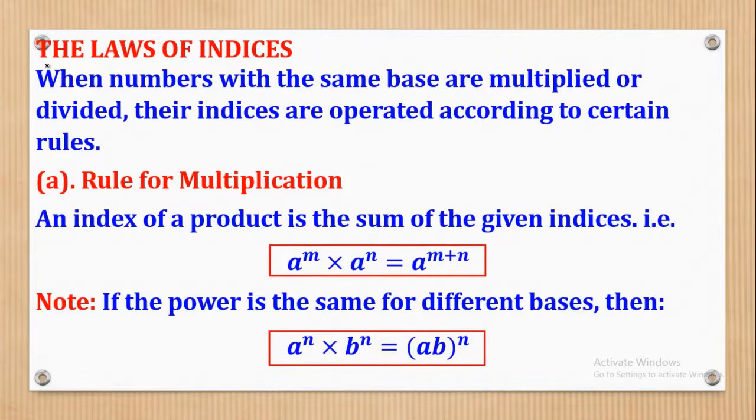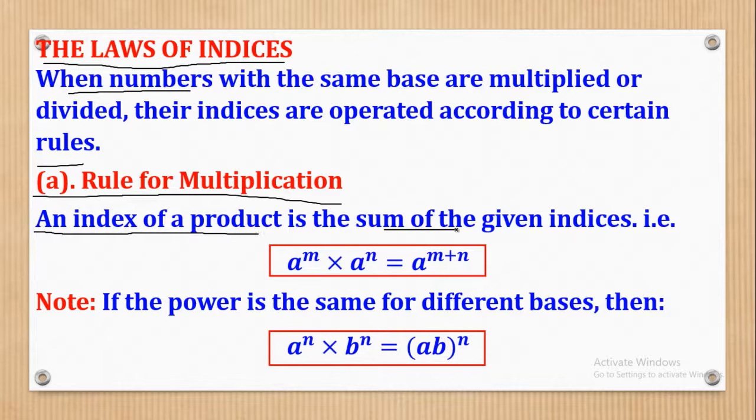But for you to go through the questions on indices, you need to know some of the laws of indices. When numbers with the same base are multiplied or divided, their indices are operated according to certain rules. Let's start with the rule of multiplication. It says that the index of a product is the sum of the given indices. Therefore, if I have a to power m times a to power n, the base is the same, it is a. And because there is multiplication here, you get the sum of the indices. That is why you see a plus.